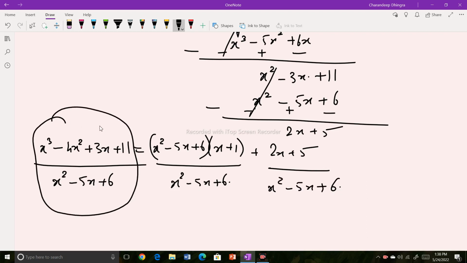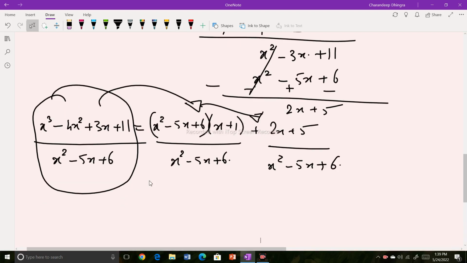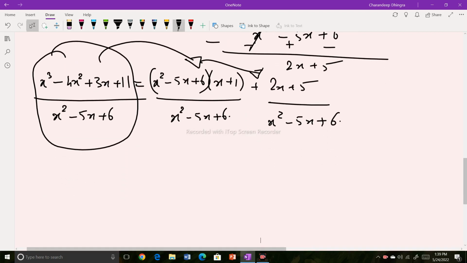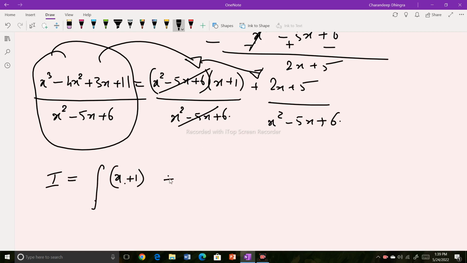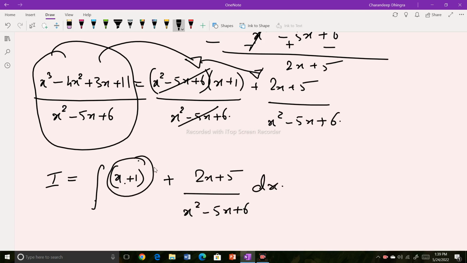So instead of integrating this, I'll integrate this part and this part, right? And now see what happens, the question becomes so easy, because now you will cancel this part and this part. So what is left is the integration of x plus 1 plus 2x plus 5 upon x square minus 5x plus 6 dx. Now this part you can integrate easily just using the formulas, and this is again partial fractions. So you can do this using partial fractions and solve this, right?